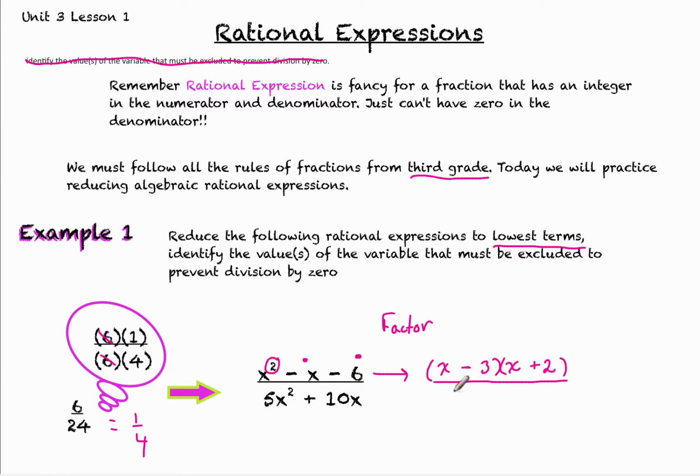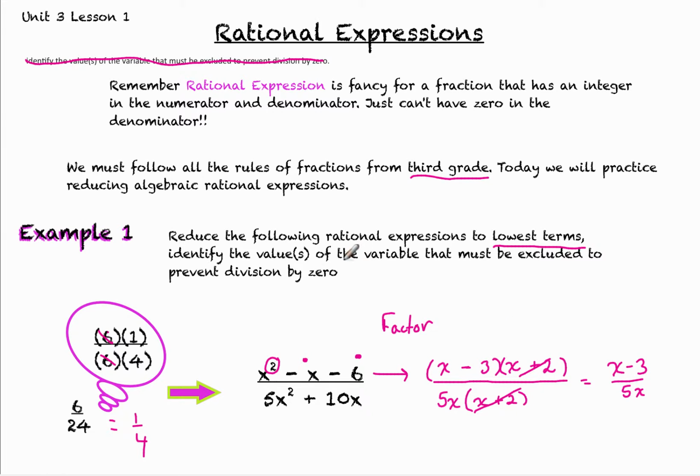5x squared plus 10x, I'm going to do greatest common factor first, as I always do. That's 5x, and what is left? x plus 2. Well, there you have it. Just like we canceled out the common factor of 6 over here, we cancel out the common factor of x plus 2, and we're left with x minus 3 over 5x.